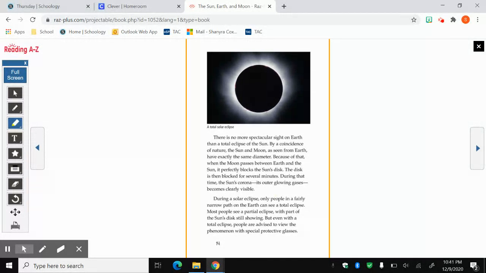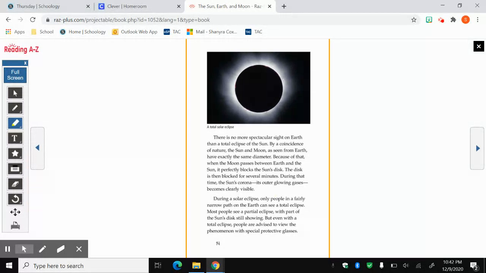During a solar eclipse, only people in a fairly narrow path of Earth can see a total eclipse. Most people see a partial eclipse, with part of the sun's disk still showing. But even with a total eclipse, people are advised to view the phenomenon with special protective glasses. Are solar and lunar eclipses visible, guys, to everyone on Earth?